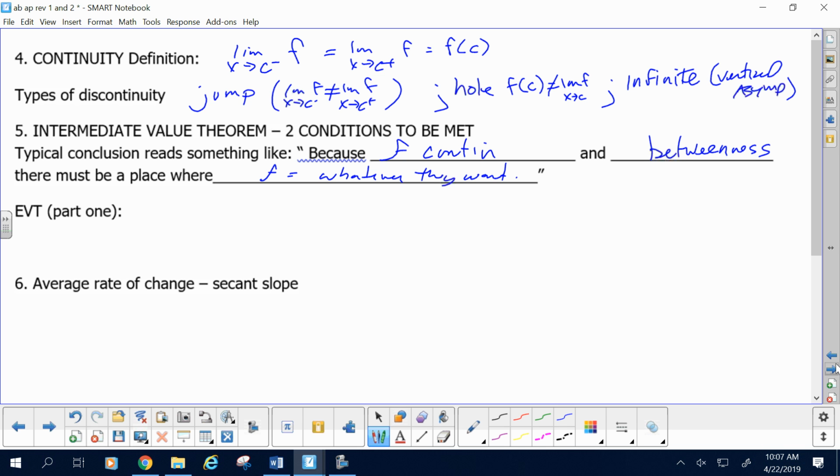Extreme value theorem, this is also one of those harder ones. This is one of the existence theorems. Part one of the extreme value theorem is that if a function is continuous on a closed interval, it must have an absolute max and min.